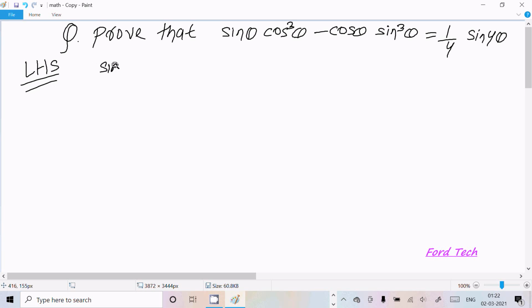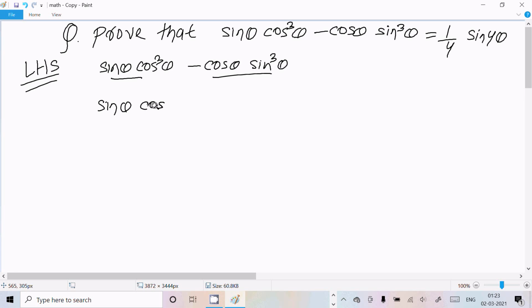So here sin theta, next cos cube theta, thereafter cos theta sin cube theta. In this term and this term, sin theta and cos theta are common. So let's take the common point: sin theta into cos theta is common. Now here it becomes cos square theta minus sin square theta.